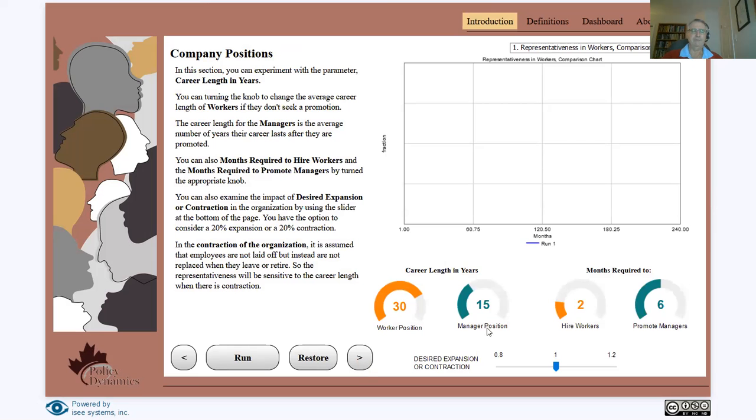The next thing you have to define is the career lengths of the workers and the managers. That's important to know to see how the turnover is in the company. And then you also define the time it takes to hire and promote workers. And then the other thing you can do is you can identify whether the company is expanding, staying the same, or downsizing. And so these are possible changes in the organization over time.